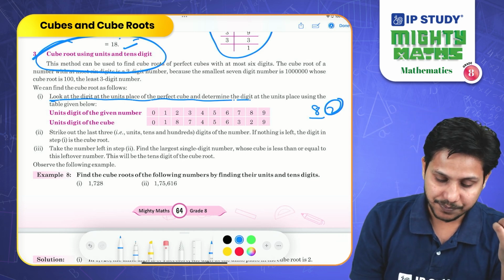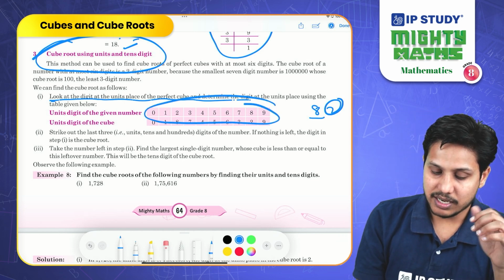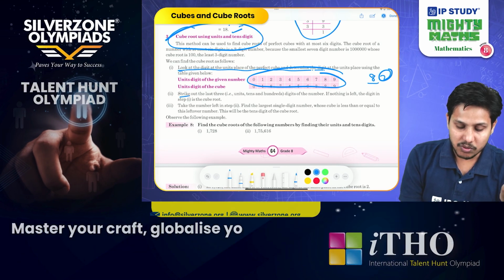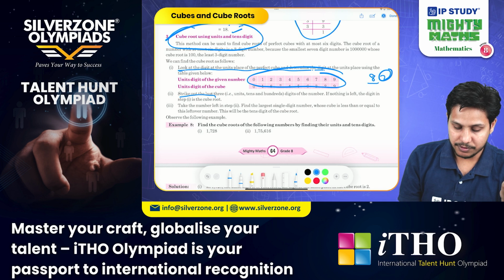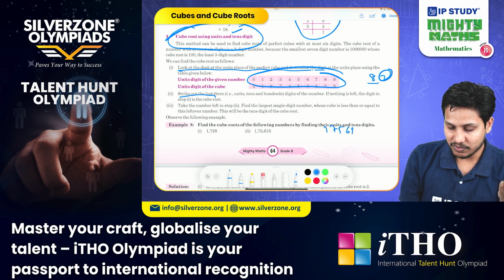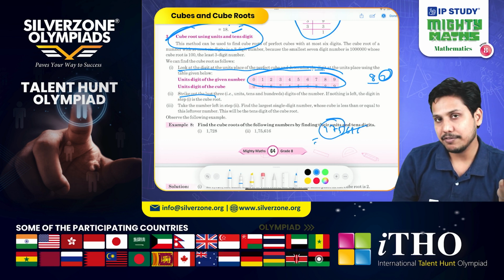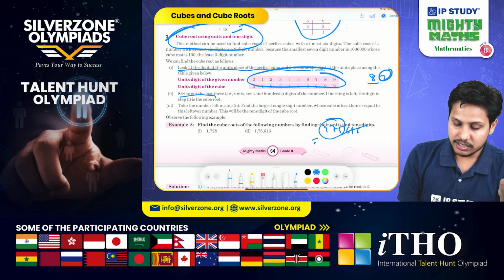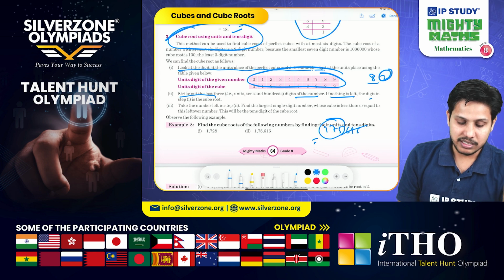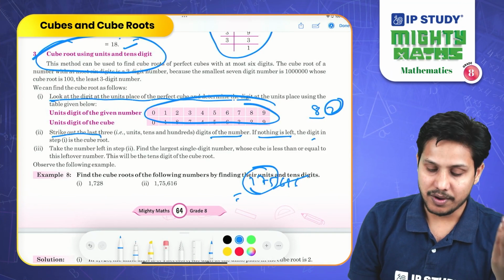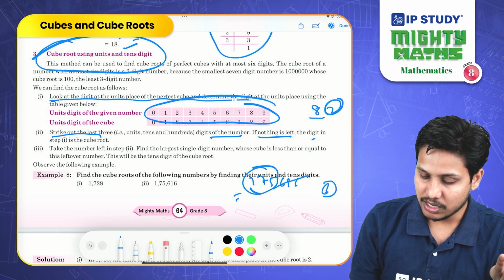Like this we have a list of numbers and what the unit digit will be for each. Step 2: strike out the last 3 digits. Suppose we have 175,616, so strike out these 3, and we're left with the remaining part, that is 175 in this case. If nothing is left, the digit from step 1 is the cube root. If there is no number left, then the unit digit that you considered, that is 6, will be the answer.